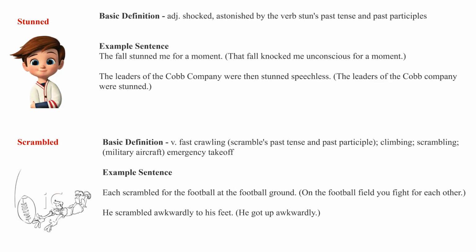The next word is stunned. This word can be used as an adjective as well as a verb. When it is used as a verb, the tense comes like this: stun, stunned, stunning. The past participle will be was stunning, and the present participle will be is stunning. And when it is used as an adjective, it means shocked or astonished. Astonished means very surprisingly shocked.